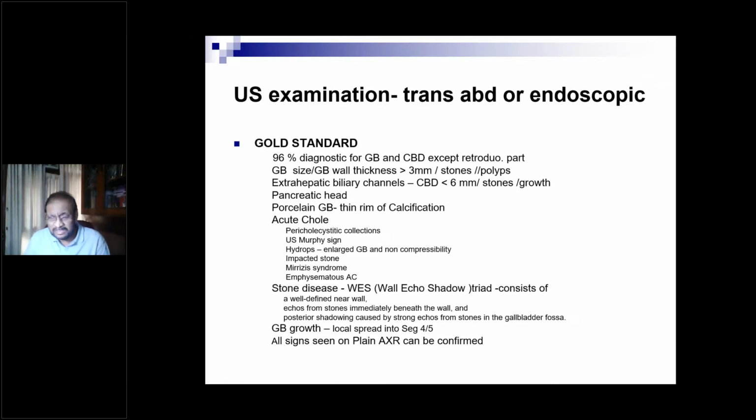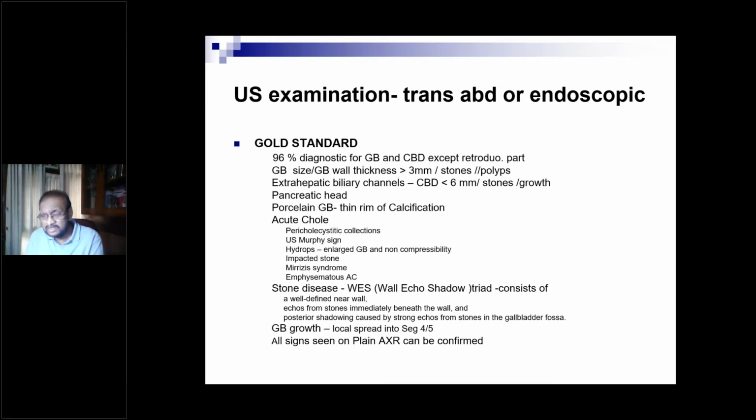Porcelain gallbladder, you can see a thin rim of calcification. Acute cholecystitis, what are the signs that you see on ultrasound? Number one, you may see a pericholecystic collection. Just note these down. This is an important finding in ultrasound. Ultrasound Murphy sign. Basically, Murphy sign you all notice is the rebound tenderness found on the right hypochondrium. Now, instead of using the finger, you can do the same thing with the ultrasound probe. That is the ultrasound Murphy sign.